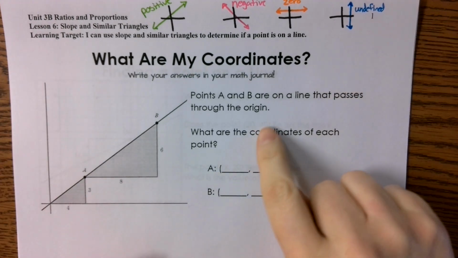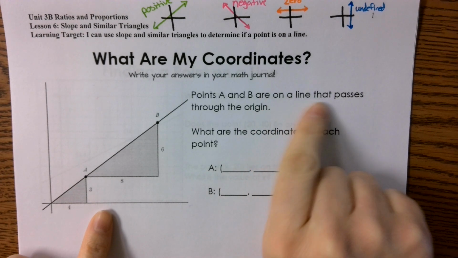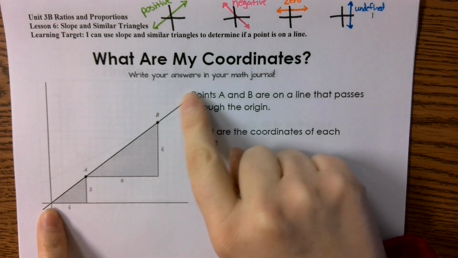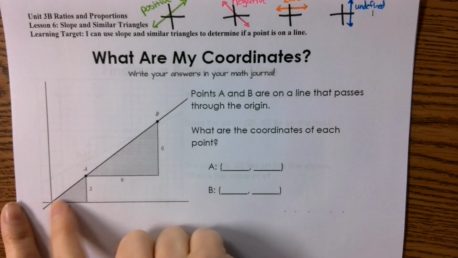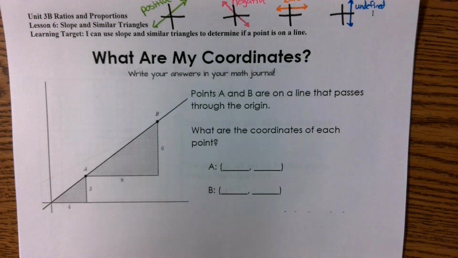So talking about our coordinates here, we want to identify what the coordinates are going to be for specific points. So we have point A and point B running along a line that passes through the origin. So remember, we call this a proportional graph if it's a straight line and it goes directly through the origin. And so we want to identify some specific coordinates of each of the following points and then what the slope would be for those points.